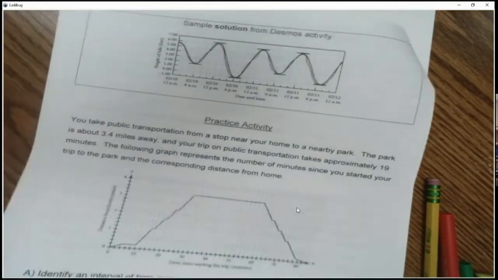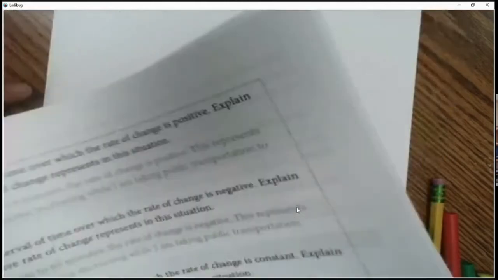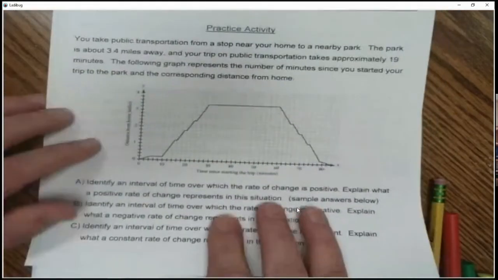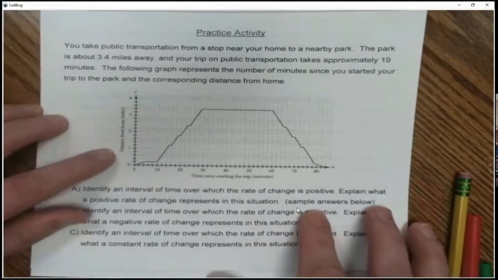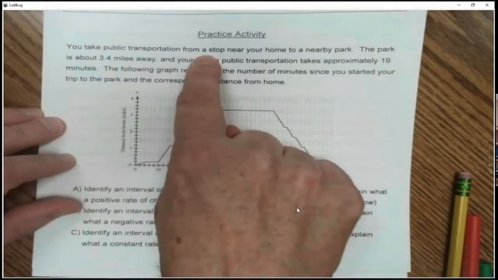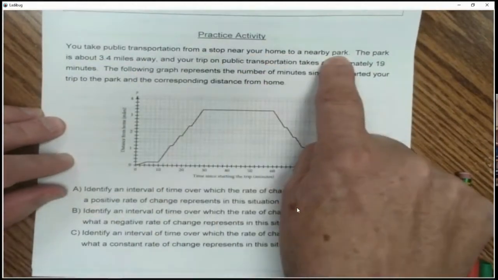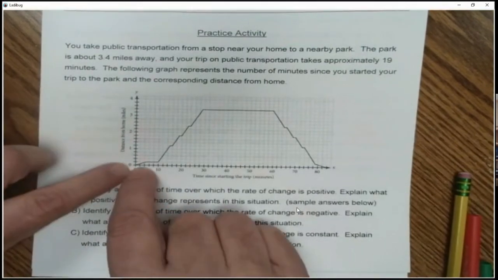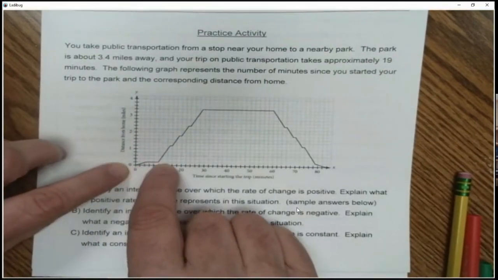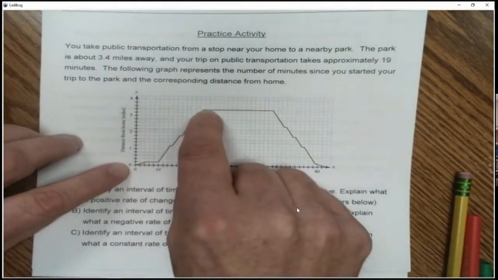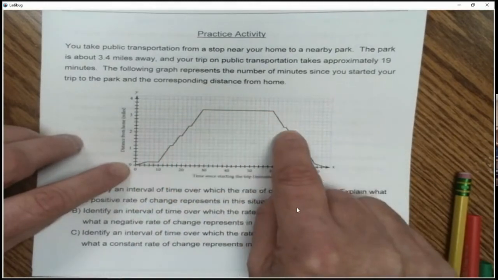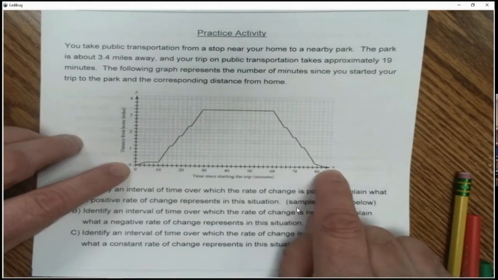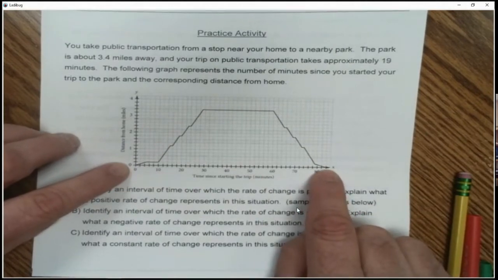So here's another practice activity for you. We won't do this one in class because I've got the answers here in your lesson. But it says you take public transportation from a stop near your home to a park. So this is distance from home. You start at 0, you start at home, you travel a little distance, you go away, you're at the park, and then the distance from your home gets smaller until it gets back to 0. So that means you're back at your home.